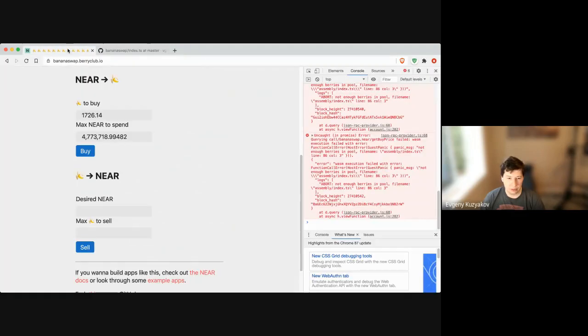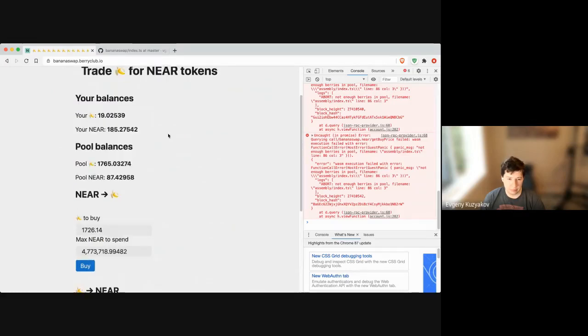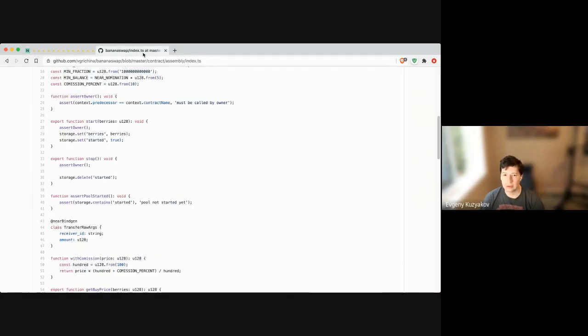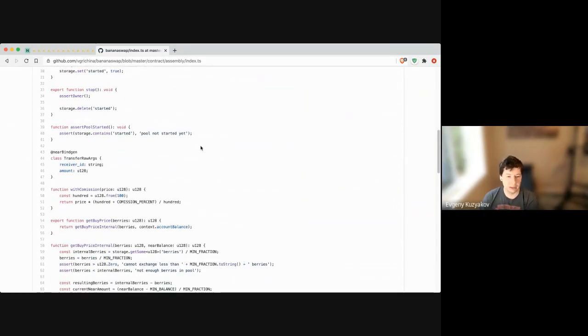So maybe pool, the number in the pool that is displayed here is actually fetched from a Berry Club contract, not from the BananaSwap contract. So not an inner balance, but the actual balance that the contract owns from the token contract. That's why there might be a discrepancy.